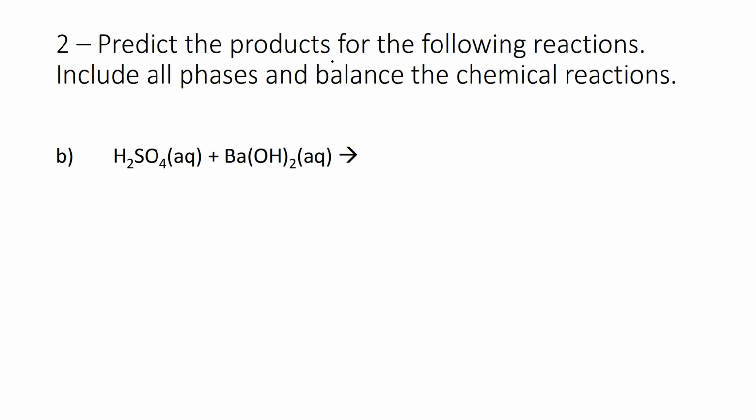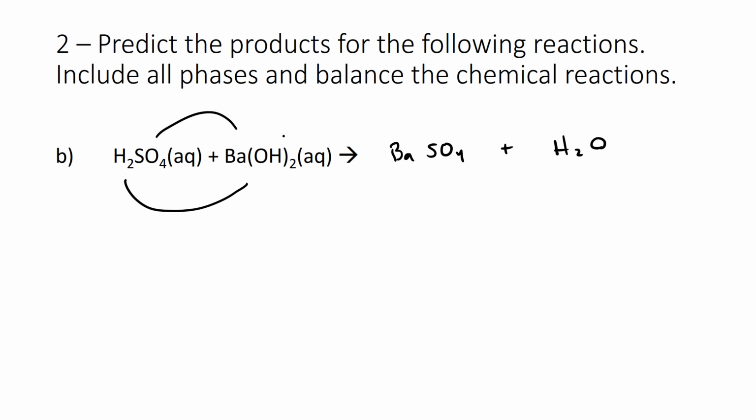For 2B, we're going to do the same process where we're going to do a double displacement here. When hydroxide bonds to an H, it's going to make a water molecule, and so that's going to be one of the products. But first I'd like to write the barium bonding to the sulfate and then the water. That's just a personal preference. Let's go ahead and balance this out. Let's look at the charges.